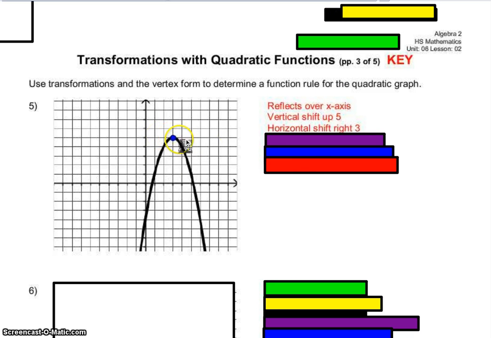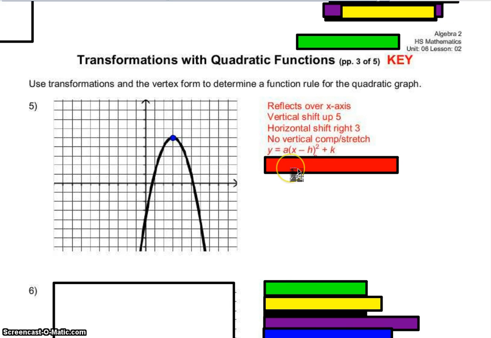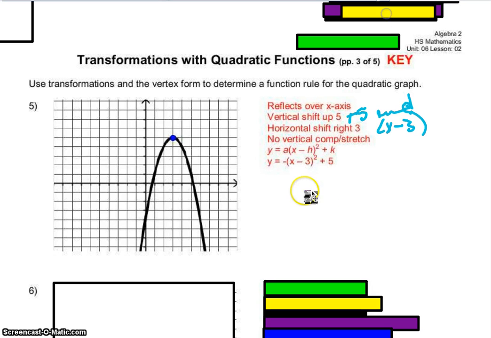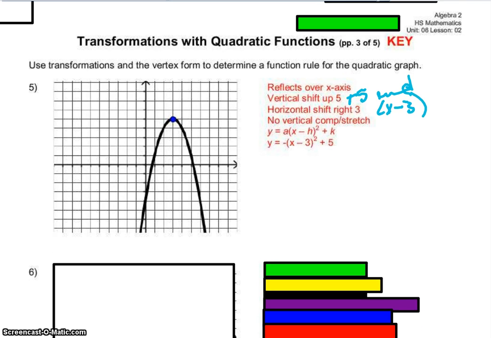If it goes over 1 and down 1 and hits the line, then there was no vertical stretch or compression. And what else were we looking for? Oh, they're ready for you to write the equation. So that up 5 is going to be +5 at the end. That right 3 is going to make it x minus 3. And that should be your only changes that happen. So it should be y is equal to x minus 3 quantity squared plus 5.